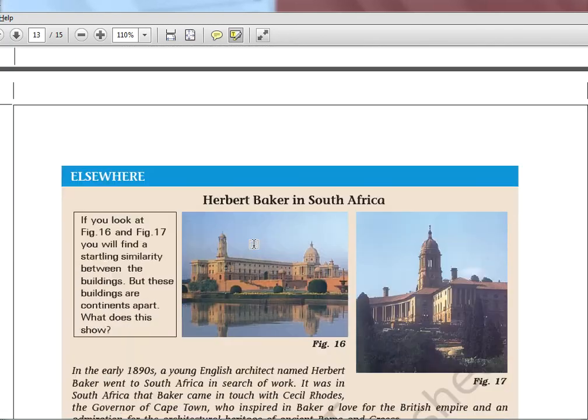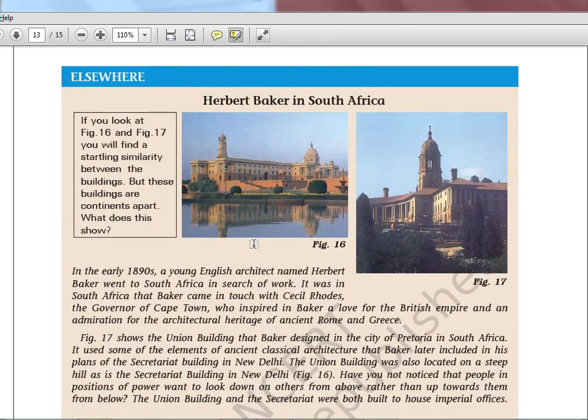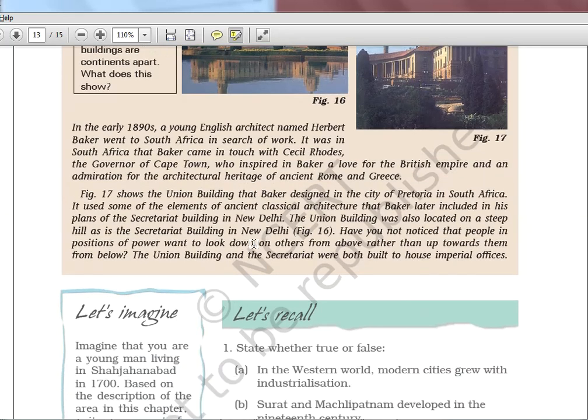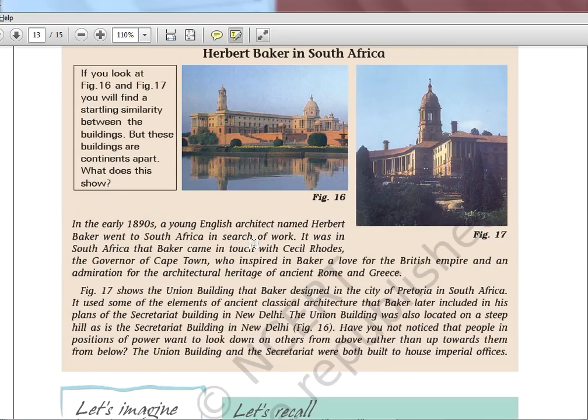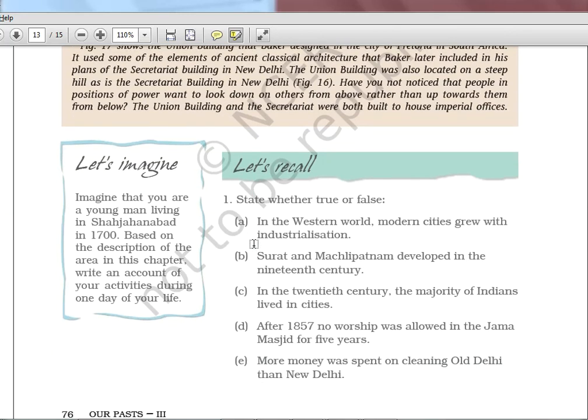Elsewhere, in South Africa, something else was happening. Herbert Baker in South Africa, again an architect, the same Herbert Baker. So if you see his works there also, beautiful buildings were made. Maybe the most important buildings, like here we have the Rashtrapati Bhavan and all, they have their own important buildings.